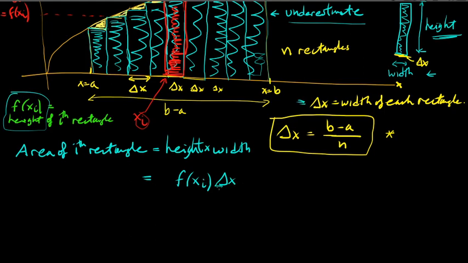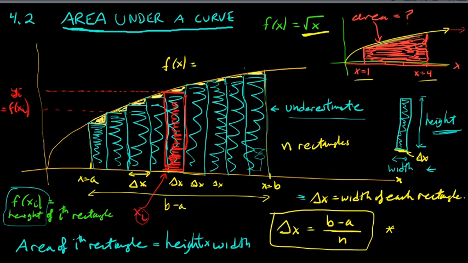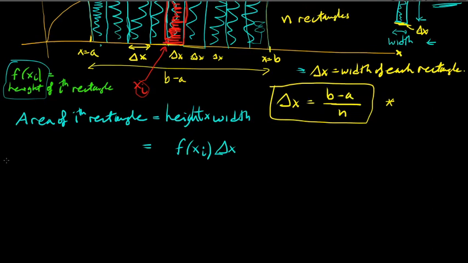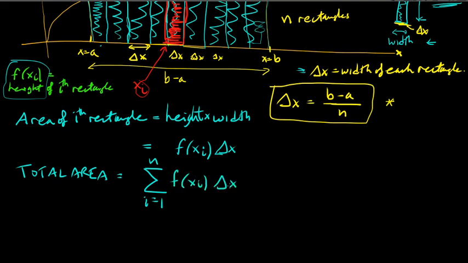Now notice the height will be different, even though the width will be the same for all of them, at least in this example. So if I want the total area here, I have to add up the areas of each rectangle. Think about what I have to do. I have to take the sum, i going from 1 to n, because there's n rectangles, of f of xi times delta x.